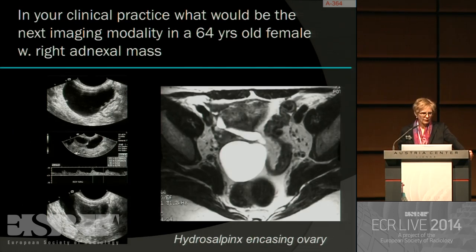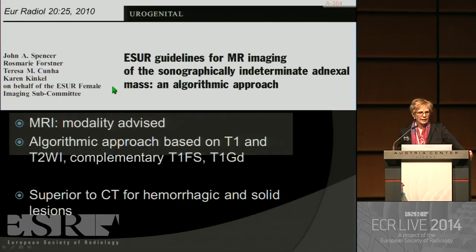So what we did, we performed an MRI, and this complex lesion turned out to be just a simple and very typical hydrosalpinx encasing the ovary. So this is a typical example of an indeterminate mass on sonography. And the female imaging subgroup of the ESUR advised that in patients who present with sonographically indeterminate masses, MRI is the imaging modality of choice.